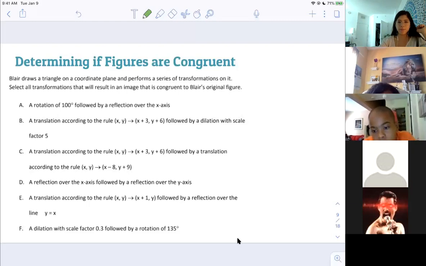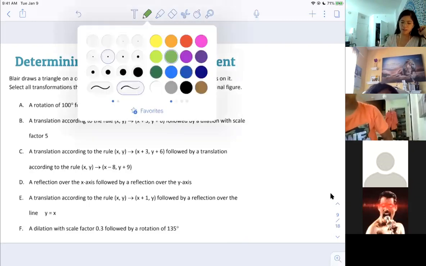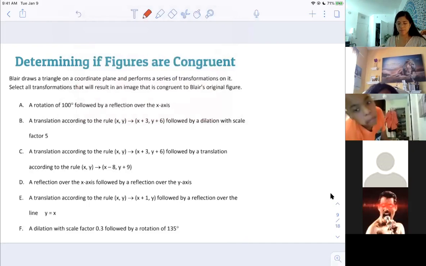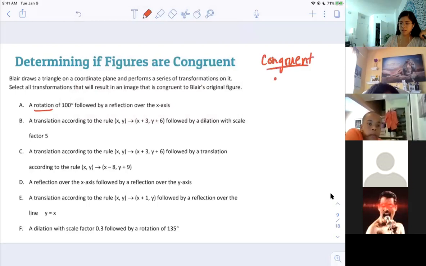All right. Here we go. So this was a multiple one, so let's go through each one real quick. Letter A, rotation. Is that allowed? First of all, what makes something congruent? They have to be the same size, same shape, and that's it. But remember, I want to know what types of transformations will get you something congruent. There's only 3. What are they?